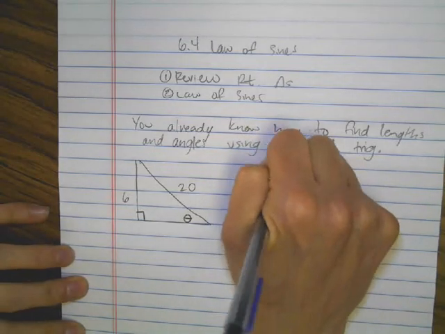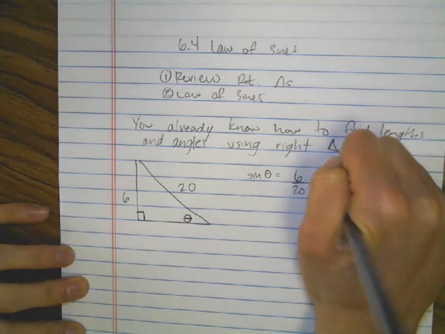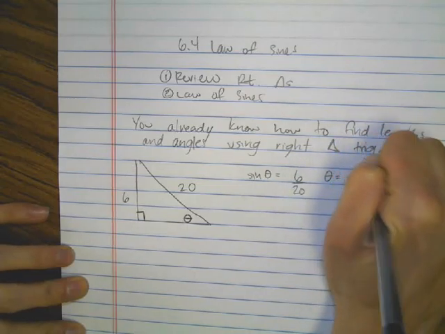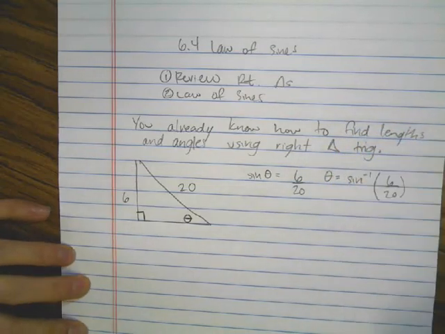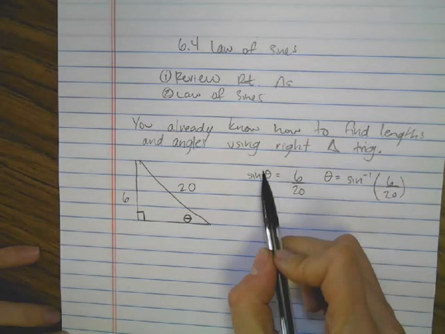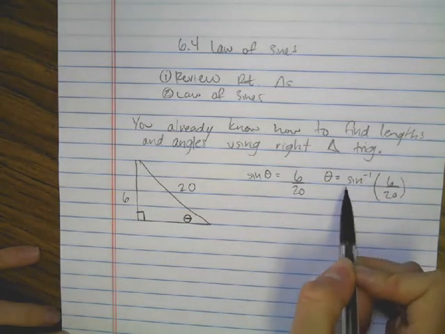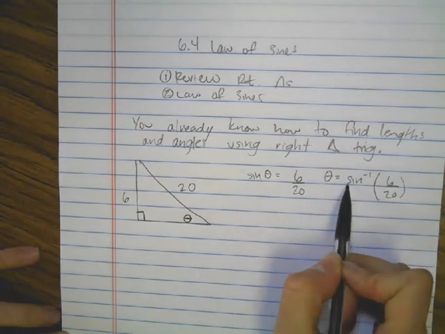So good. Sine of theta equals 6 over 20, and then you'd use the inverse sine. So you'd say theta equals inverse sine of 6 over 20. And that would give you some value. The sine negative 1 is inverse sine, because inverse sine means we're looking for an angle. So you have to use inverse sine, which is second sine on your calculator.